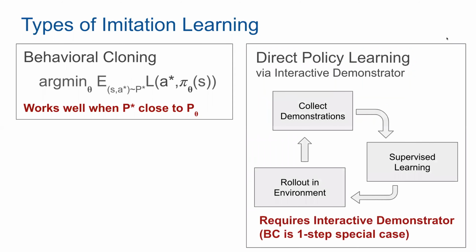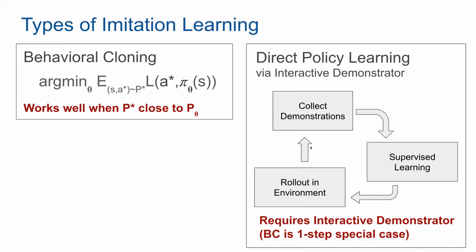Direct policy learning via interactive imitation learning works as follows. We have access to a demonstrator that we can query during training time. So we roll out in the environment, and then we collect demonstrations from the expert based off our rollout. In the state that our policy visited during a rollout, what would the demonstrator have done? Then we take those demonstrations, do a reduction to supervised learning, learn a policy, roll out in the environment again, and repeat.